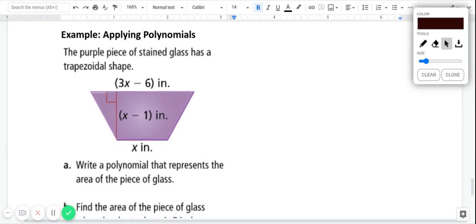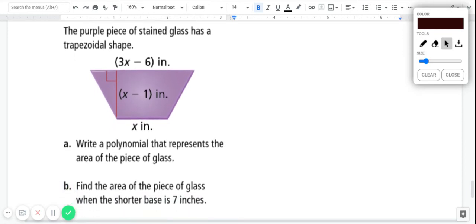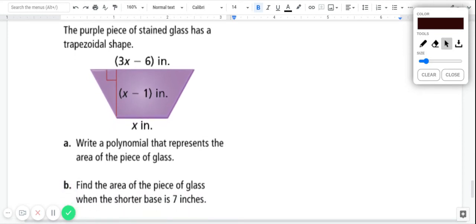All right, applying polynomials. Trapezoids are everywhere, y'all. This is the trapezoid. The definition of a trapezoid is that it just has one pair of parallel sides. And that's all a trapezoid is. So this purple piece of stained glass has a trapezoidal shape. So it is in the shape of a trapezoid.